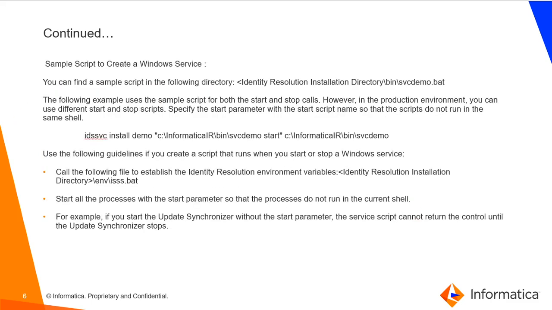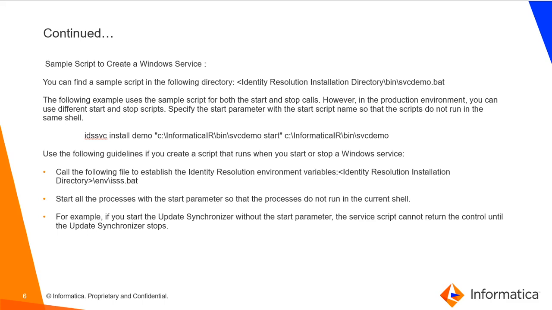You can find the sample script in the bin directory of the IIR. The following example uses the sample script for both the start and the stop calls. However, in a production environment, you can use the start and stop scripts. Specify the start parameter with the start script name, so that the scripts do not run in the same shell.